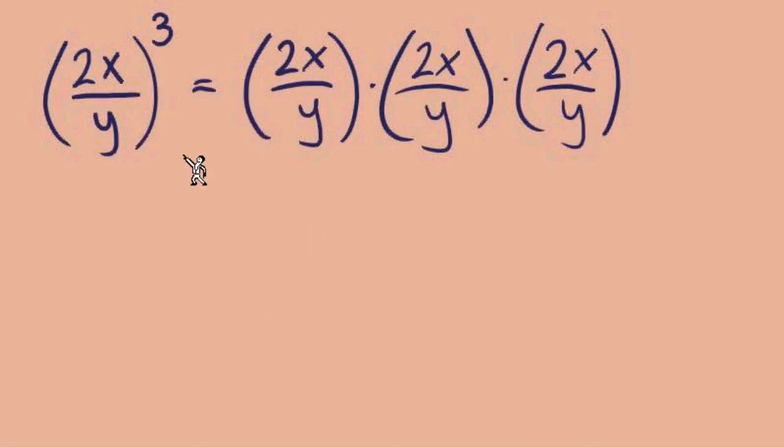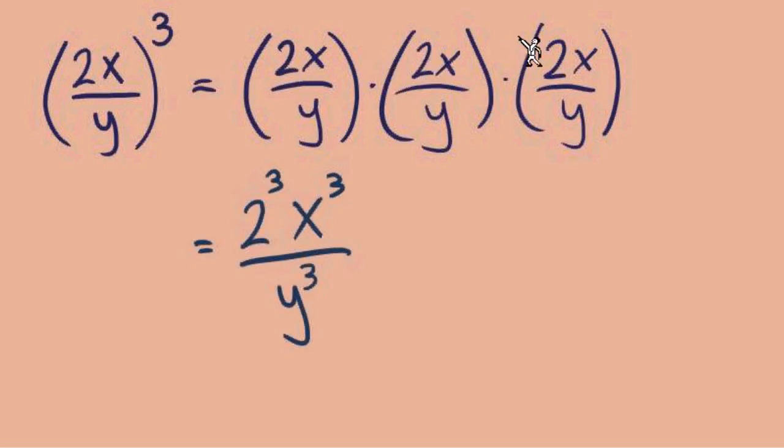But let's keep going. Where I'm going is this. 2 times 2 times 2. So we have 3 2's on top. We have x times x times x. We have 3 x's on top. We have y times y times y. We have 3 y's on the bottom in that denominator. We still want to see that it is true. The exponent outside of parentheses needs to work on every base inside parentheses.